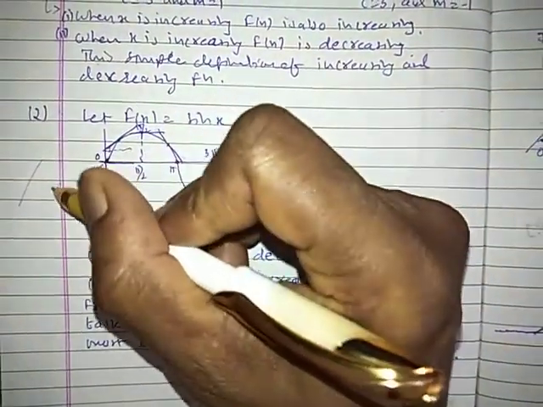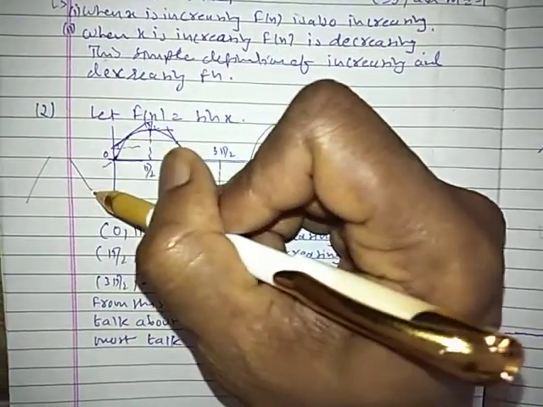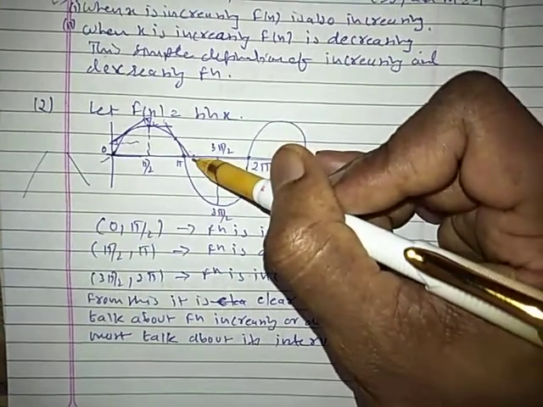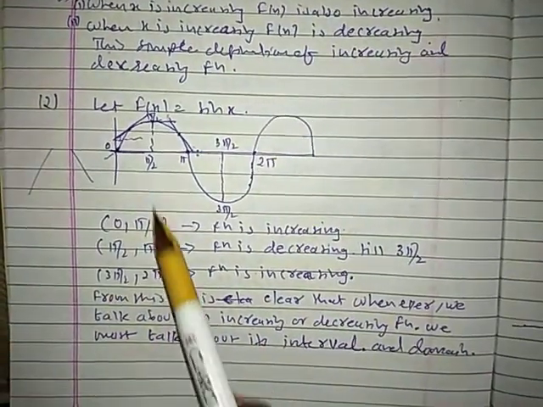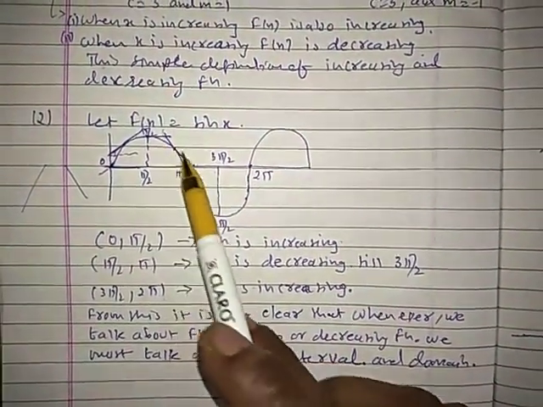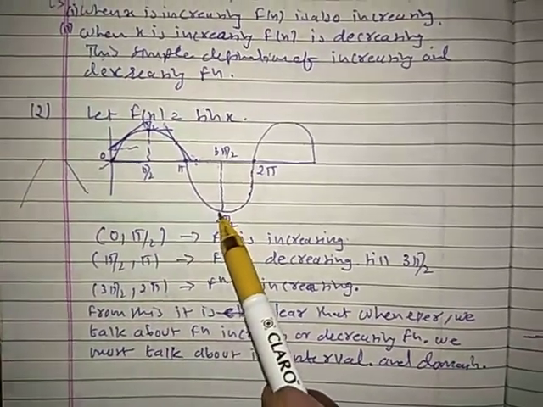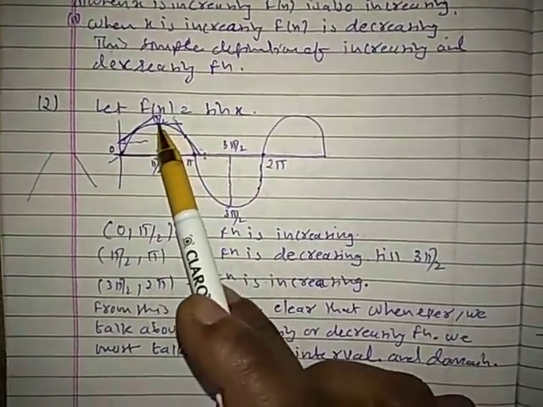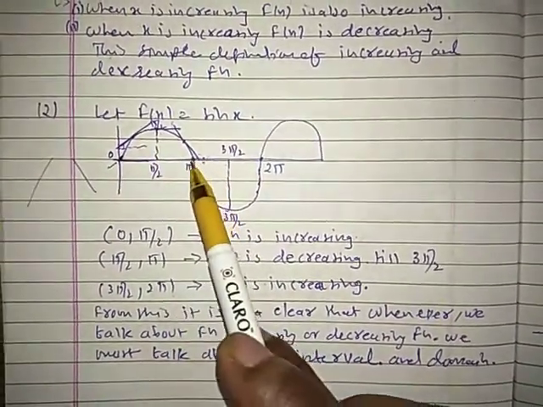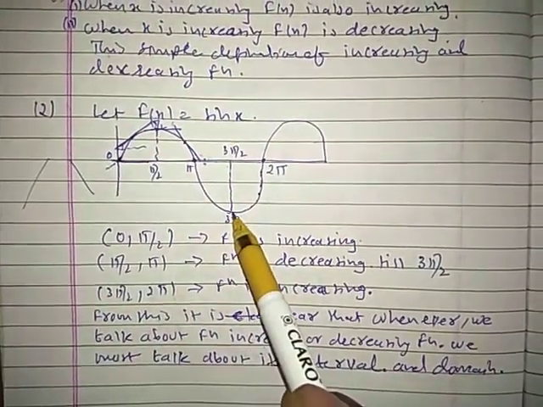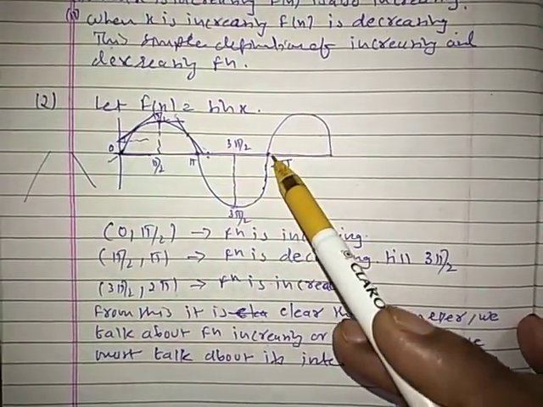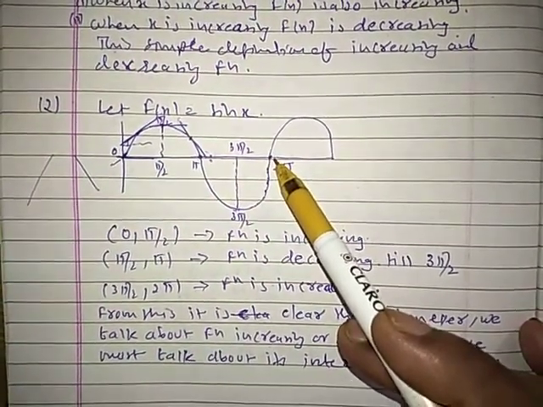When you draw like this, it is increasing. When you draw like this, it is a decreasing function. You draw like this, from here you will draw, so it is a decreasing function. It will keep decreasing until 3 pi by 2. From pi by 2 to 3 pi by 2, it is a decreasing function. And thereafter, from 3 pi by 2 to 2 pi, it is an increasing function.